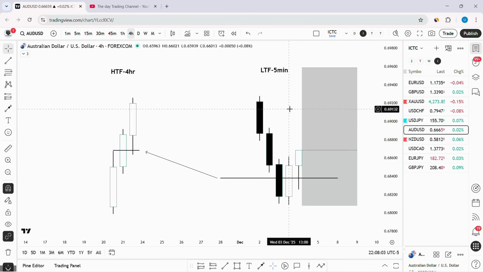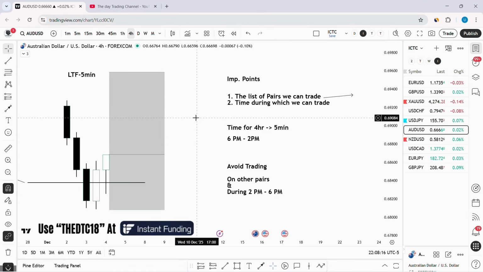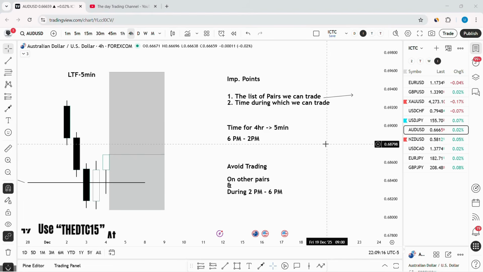Now for the 4-hour and 5-minute time frame, we have some important points that we should know before trading this model. Since we are trading the higher time frame, we can add more pairs that we can trade with this strategy. So here is the list of all the pairs that we can trade on 4-hour and 5 minutes. These pairs are not as volatile as gold, but they are volatile enough to trade on 4-hour and 5 minutes.